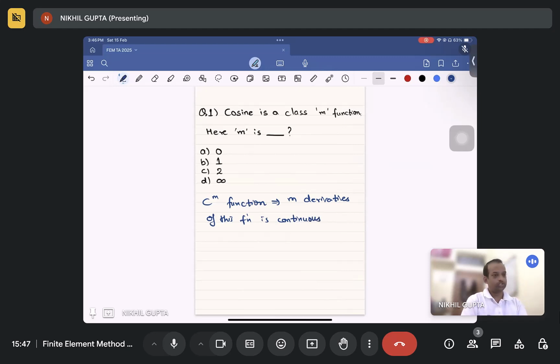So here it is given cos x, so we'll write cos x as f(x). We have to check how many times its derivative is continuous, so we write f'(x), which is minus sin x. Is sin x continuous?